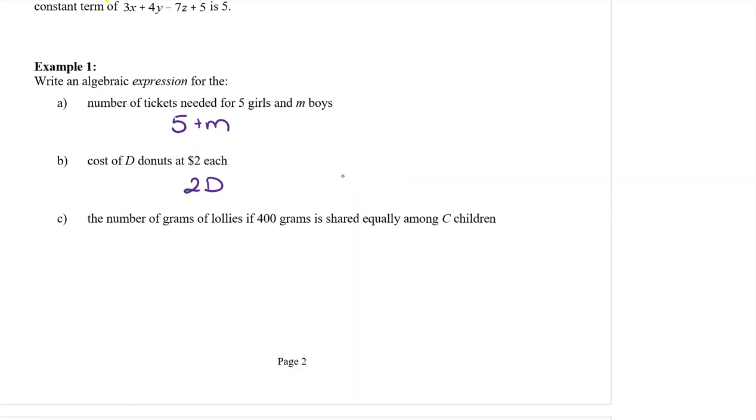Question C. The number of grams of lollies if 400 grams is shared equally amongst C students. The key word there is shared.